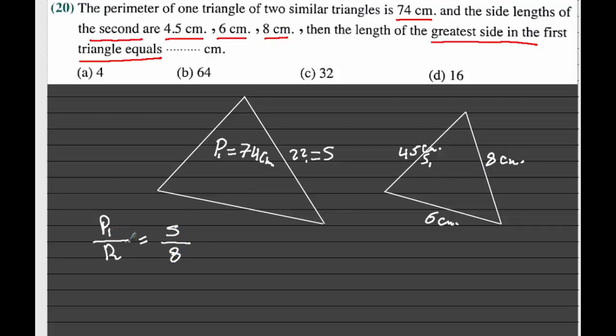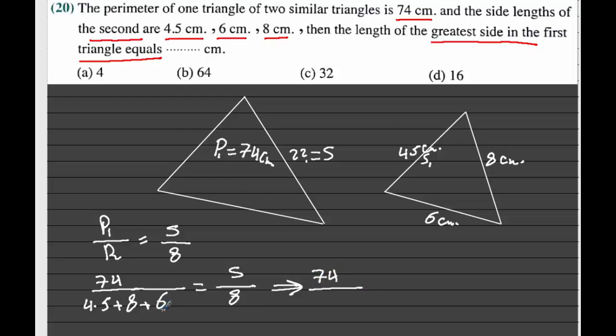What is the parameter of the first? Parameter of the first is 74. It's from the given. What is the parameter of the second? It is the sum of all its side lengths. 4.5 plus 8 plus 6 equals S over 8. And we calculate to find S. Here we have 74, and here we have 6 plus 8, which is 14, plus 4.5, it will be 18.5 equals S over 8.